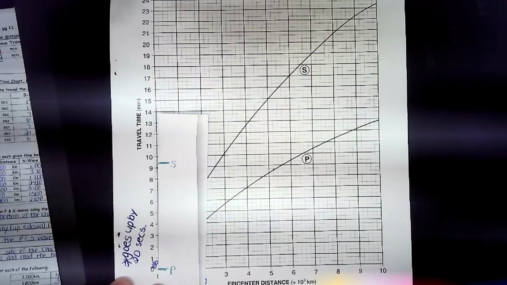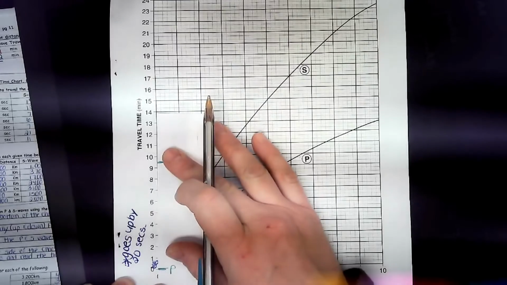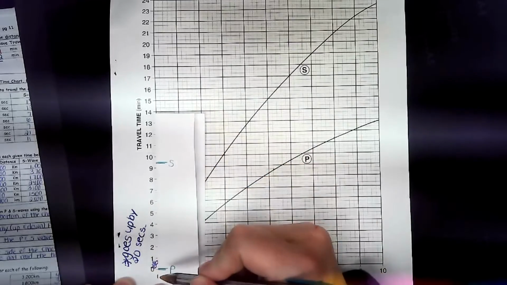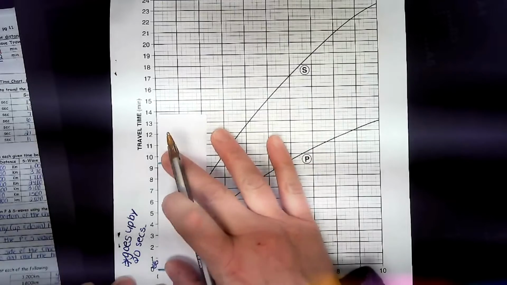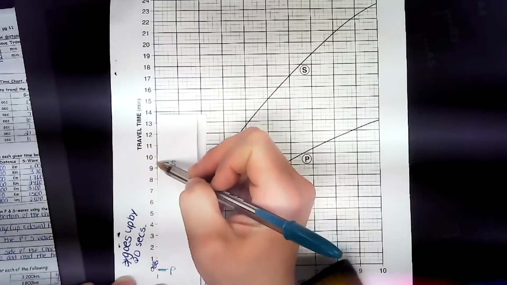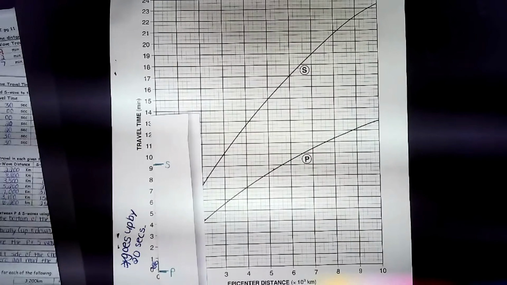You've got the P on the 0, and you read whatever time the S wave says. So just again, line up real good. Mine goes up to one line after the 9, and what's one line after the 9? 20. So that's 9 minutes and 20 seconds.